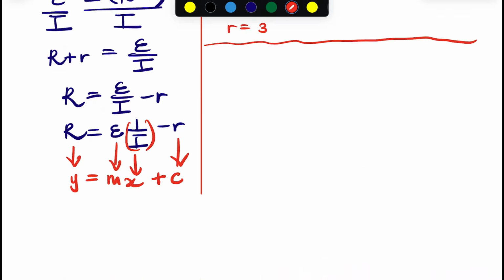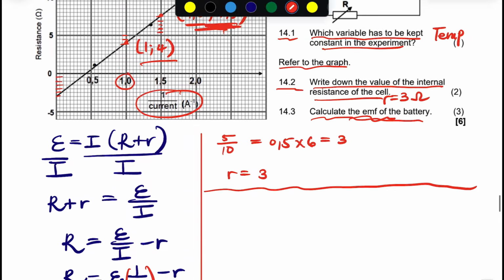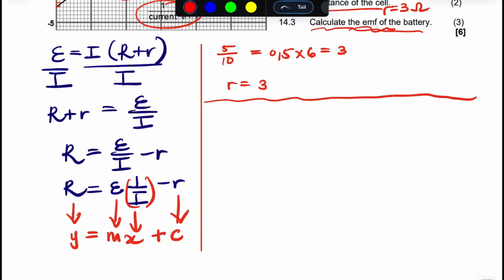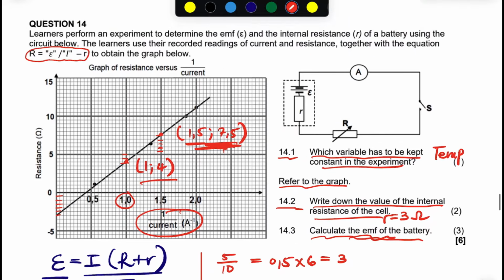The EMF here is the gradient, guys. As I've mentioned here, if you look here, the EMF is the gradient, right? So what are we going to do? I'm going to do it in 2 ways quickly. I'm going to use the equation, which I'm going to say R is equal to EMF times 1 over I minus R.